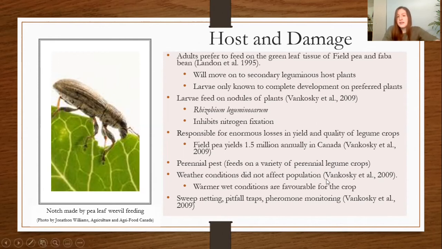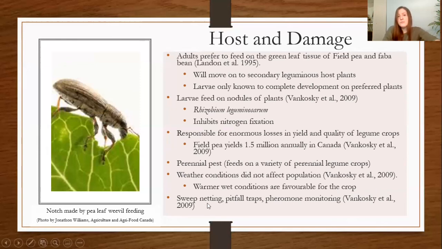In the study that Vankowski did, weather conditions did not affect the population of weevils in the spring, but I would assume that warmer, wet conditions are favorable for the crop. Therefore, the warmer, wet conditions should be more favorable for the weevil as well, because the weevils like the nice, green, healthy plants.